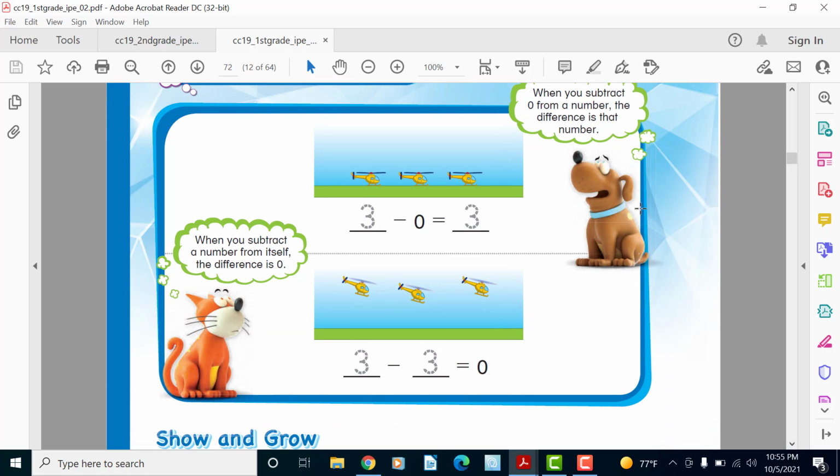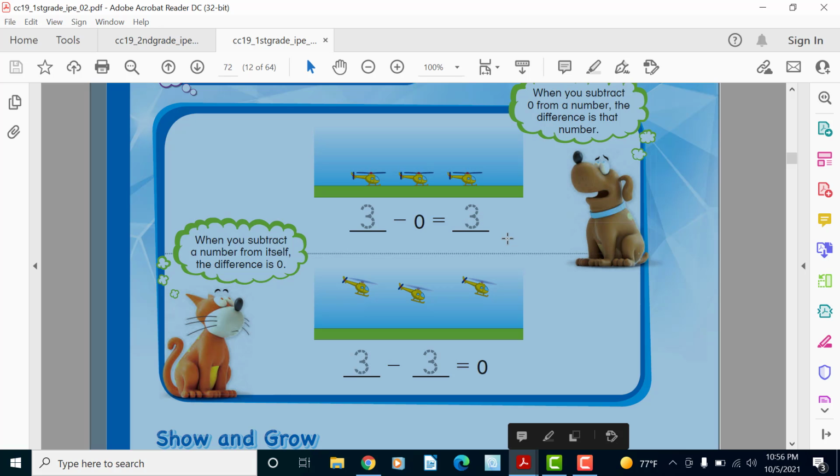Here's Newton the dog. Do you see 3 helicopters? How many go up into the air? None of them go up into the air. How many are left on the ground? All 3 of them. When you subtract 0 from a number, the difference, that means your answer here, is the number.